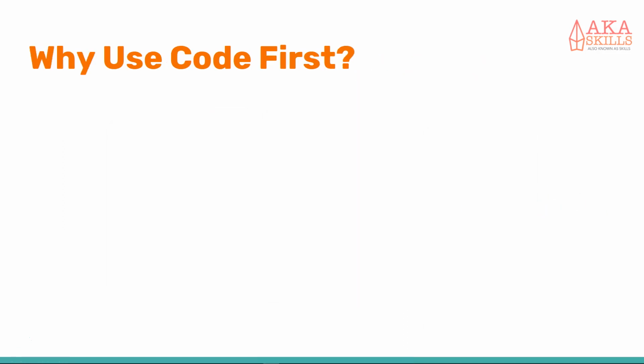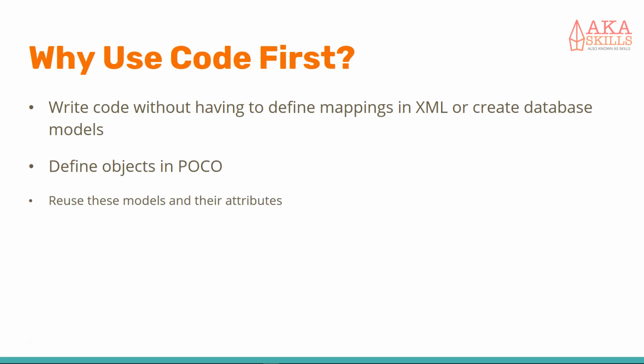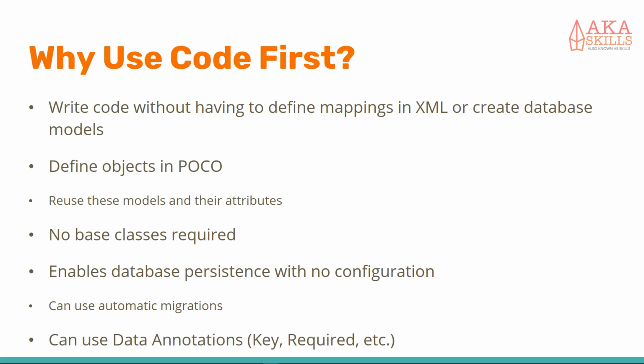So why use code first? Well, you write code without having to define mappings in XML or create database models. We define objects in POCOs. After that, we can reuse these models and their attributes. No base classes are required, it enables database persistence with no configuration, and can use automatic migrations. We're going to speak about automatic migrations in one of the next lectures. For now, we're just going to mention it. As well, we can use data annotations like Key, Required, StringLength, Range, etc.